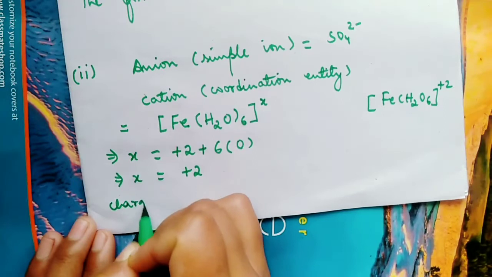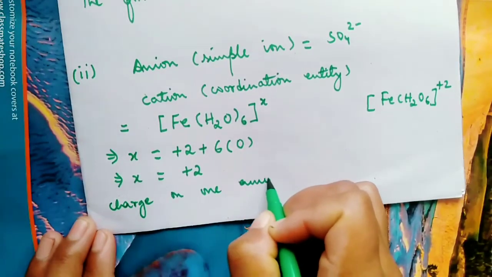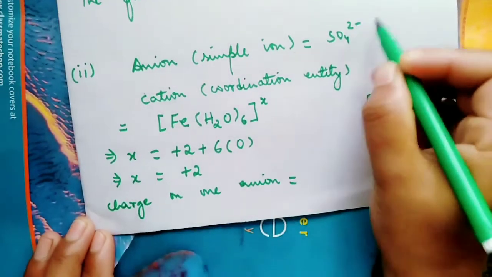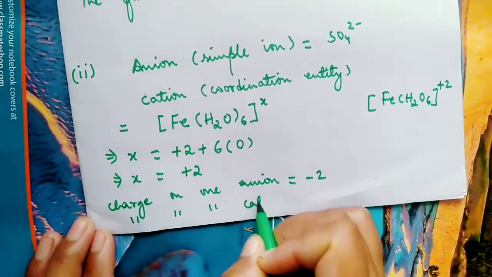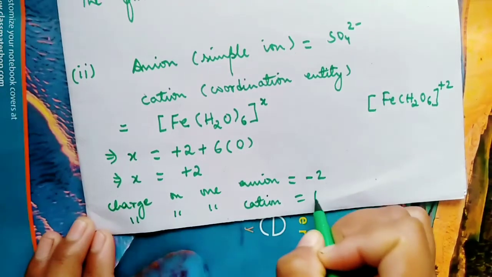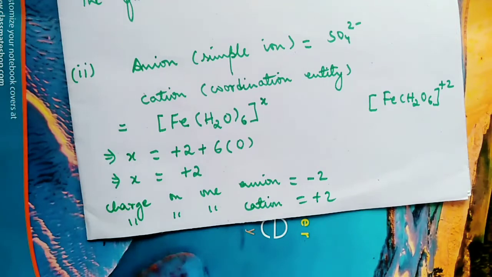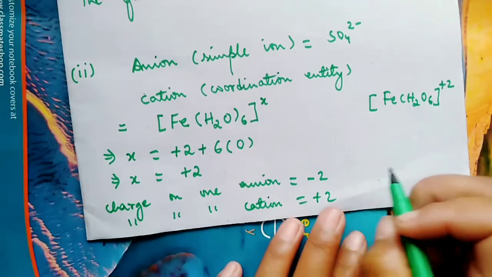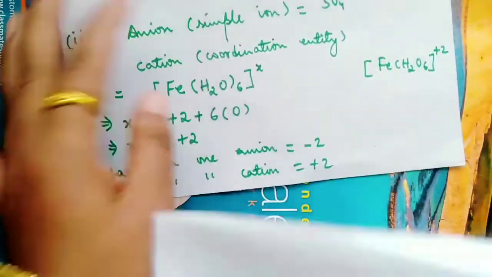What is the charge on one anion? It is minus 2. And charge on one cation, on the coordination entity, it is plus 2. Now they are balanced, right? Minus 2 and plus 2 get cancelled, so that the compound becomes neutral. So hence what would be the formula? Let us come to the formula.